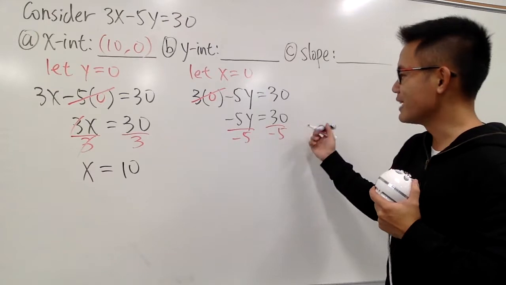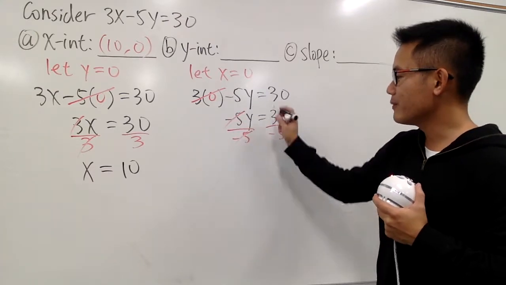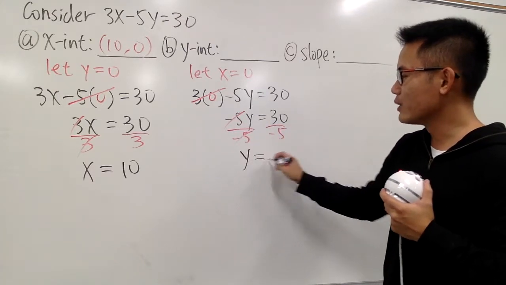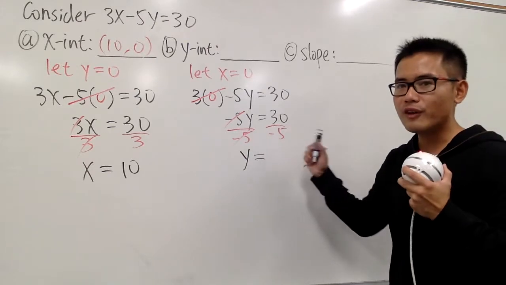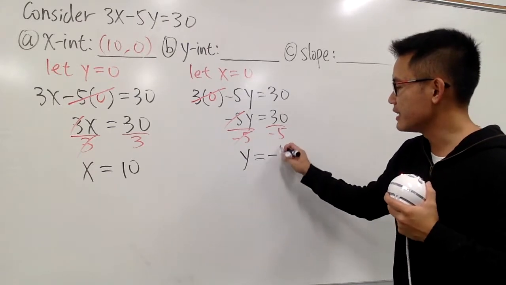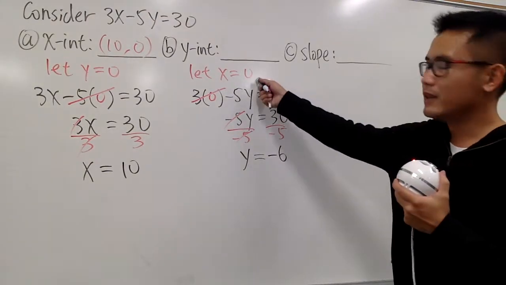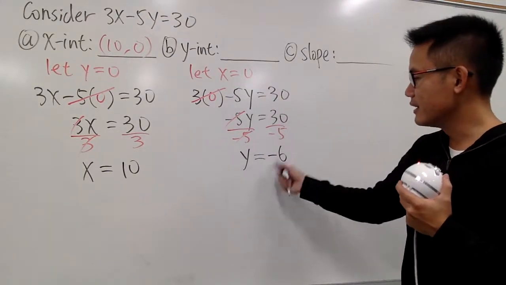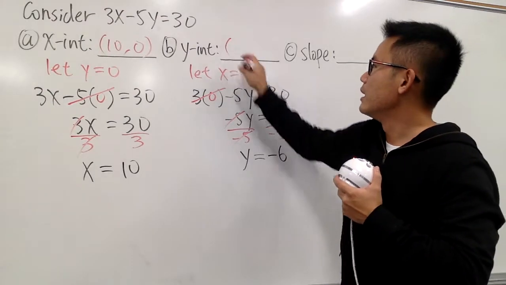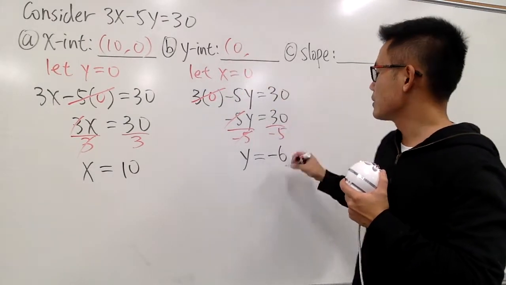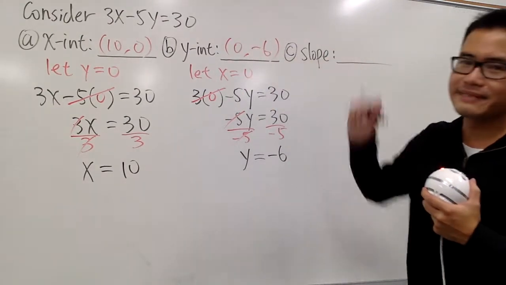So let's go ahead and do that right here. This and that will cancel. Finally, y equals to 30 over negative 5, we get negative 6. And to write down the answer, x is 0, y is negative 6. So put it as a coordinate point, right? 0, comma, negative 6, like that.